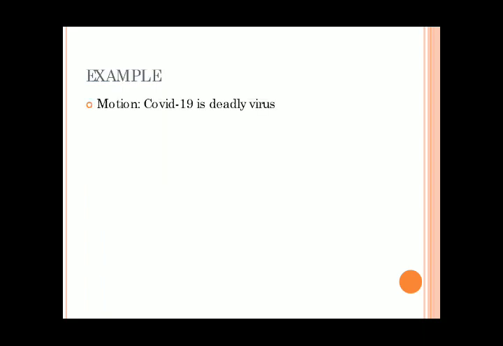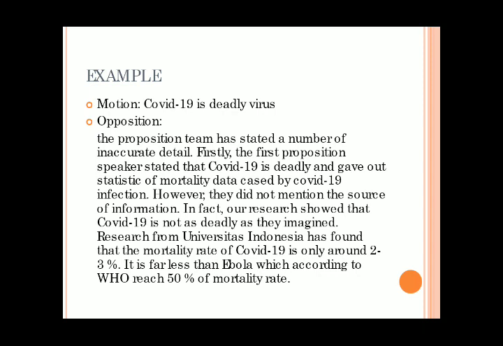Okay, now we go to the example. The example motion is COVID-19 is a deadly virus. After the proposition delivers the speech saying that COVID-19 is a deadly virus, they mention some statistical data about the number of death patients. Now it's time for you to refute. Suppose you are the opposition, you make a refutation of the proposition's arguments like this. So the proposition team has stated a number of inaccurate details. In the first sentence here, you point out the weaker points of your opponent's argument.